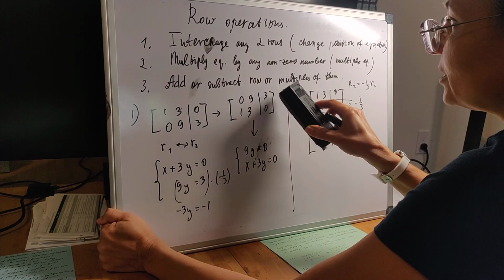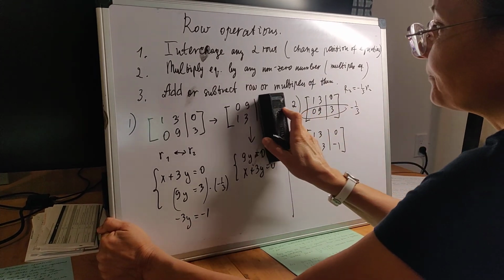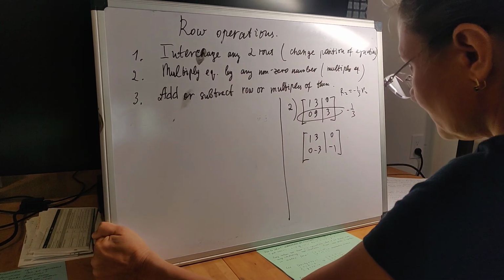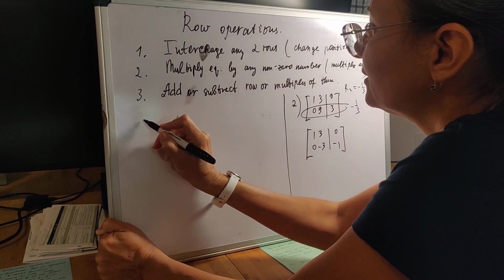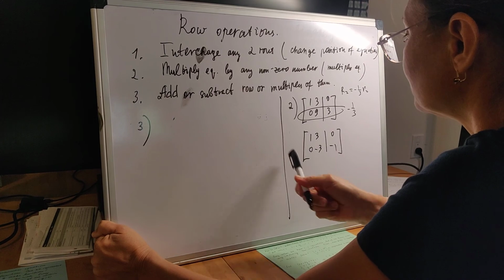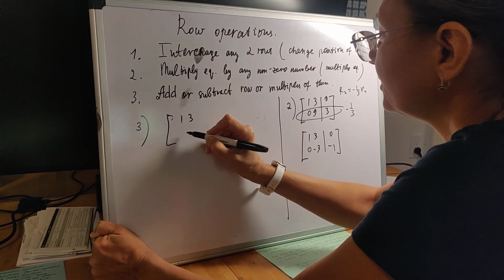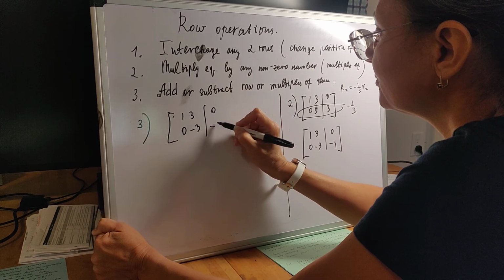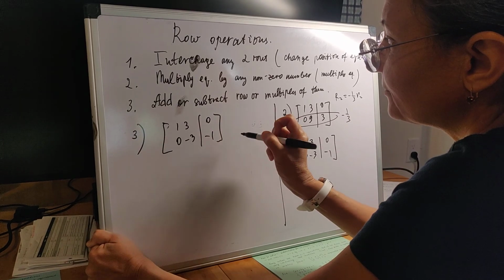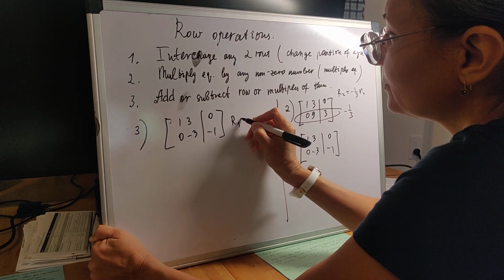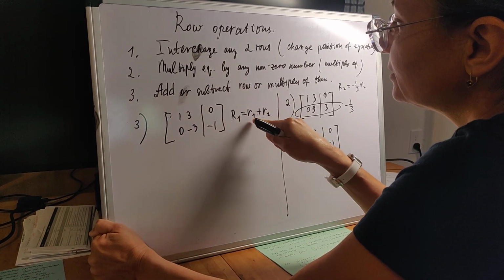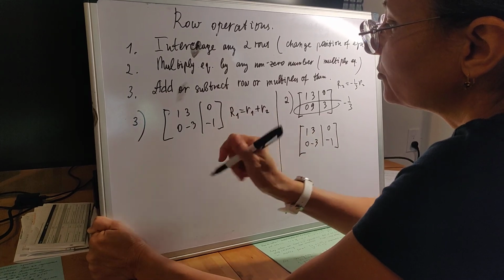Now, add or subtract rows or multiples of them. I'm going to use this one. Imagine that somebody already modified the equations and they're looking like this: 1, 3, 0, negative 3, 0, minus 1. So what I'm going to do, guys, I want to eliminate this 3. I'm going to do row number 1 equals row number 1 plus row number 2. The little ones are going to be the old rows, and this one is going to be the new one.